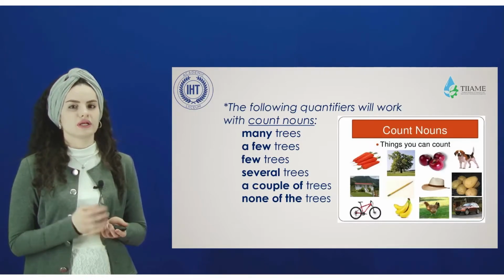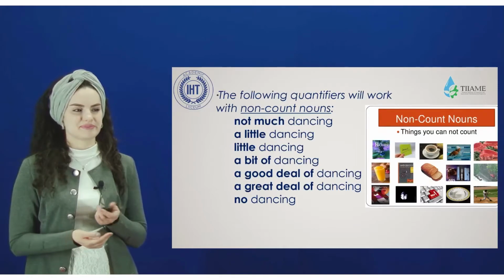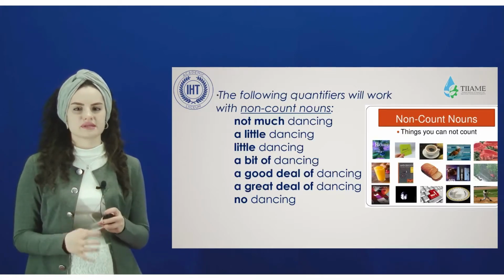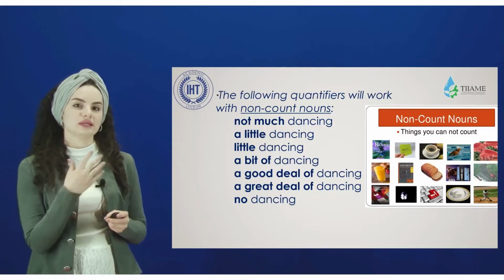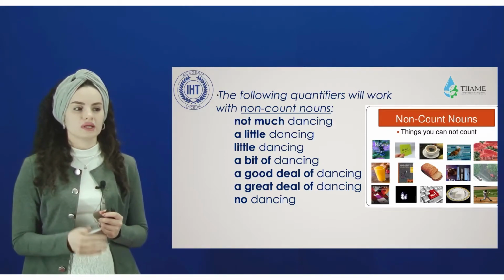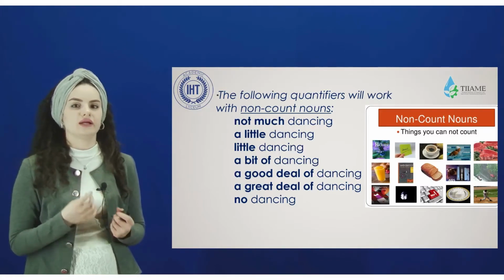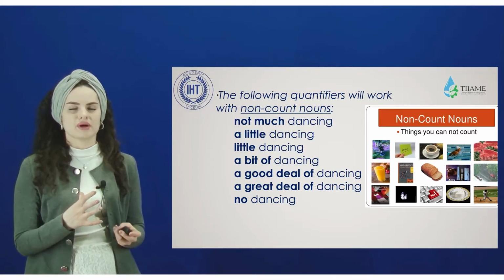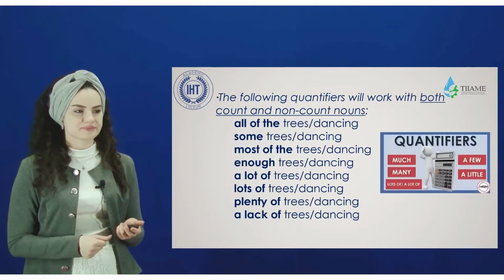So here you are, count nouns, for those nouns which can be divided into singular and plural, of course. Well, non-count nouns, so something abstract, something uncountable, some things that we cannot count at all. Well, can you see which quantifiers can be used? For example, not much, or a little, a bit of, a good deal, a great deal, or no, of course. Compare please, and remember which are used only for countable and which for uncountable nouns.